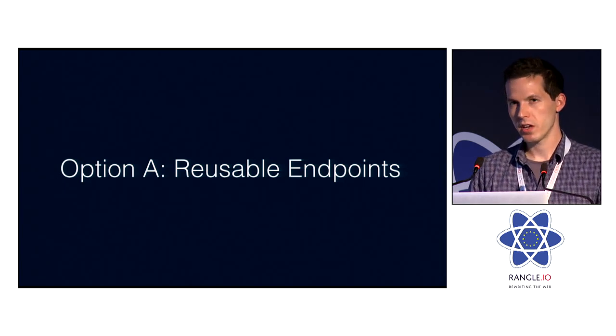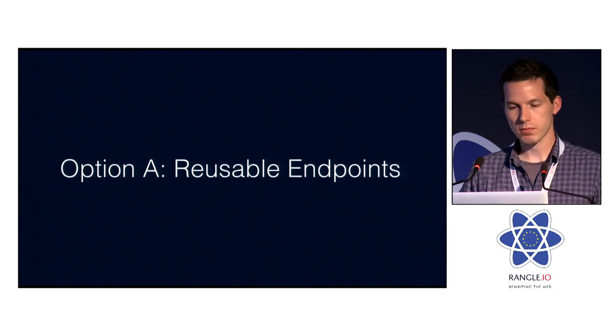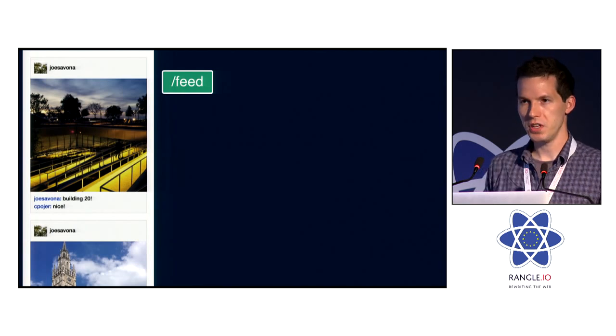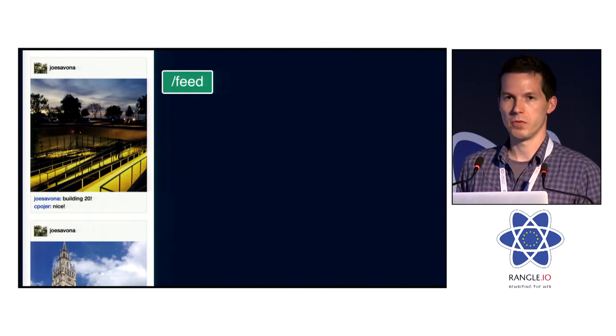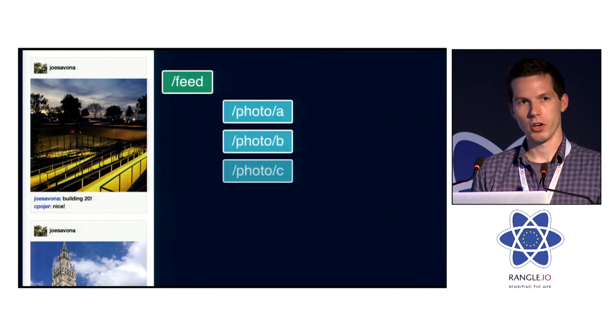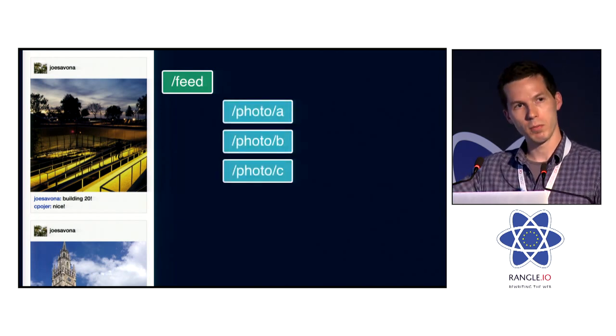The first, you might say, well, let's not duplicate our logic on the server. Let's try to keep, as much as possible, each endpoint distinct. So we might do something like this: a feed endpoint that returns a list of photo IDs that should be rendered. And then the application can go and fetch information about each of those photos, given the ID, from a photo endpoint.